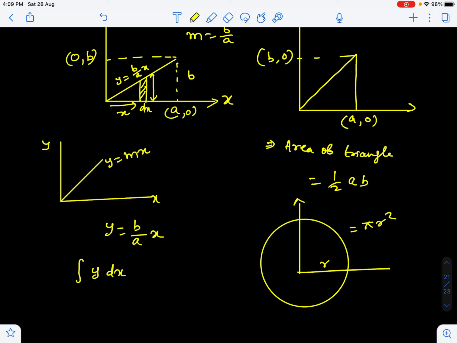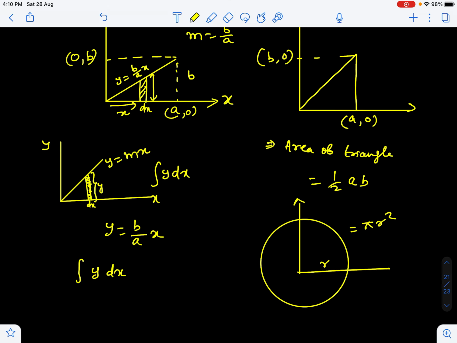Why have I written these things, guys? Because I have converted this into a small strip, and this strip is actually a rectangle. If I say this thickness is dx and this length is y, can I write the area of this small rectangle as y into dx? And if you integrate this, you will get the entire area of this triangle, from here to here.